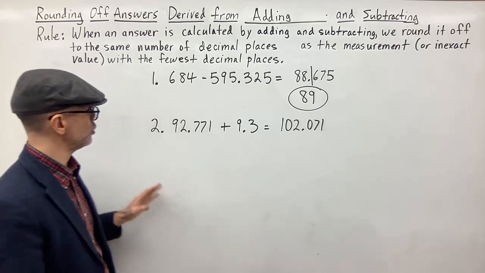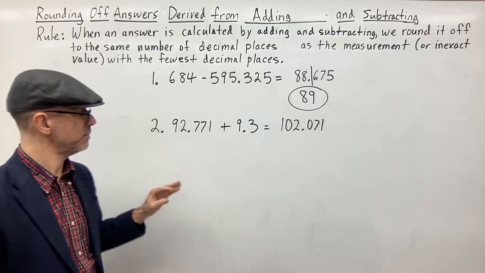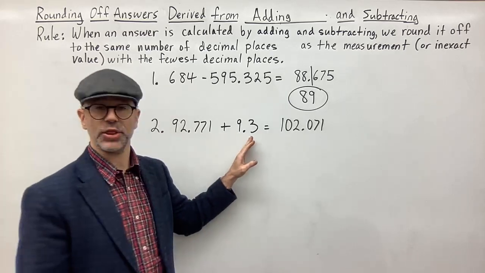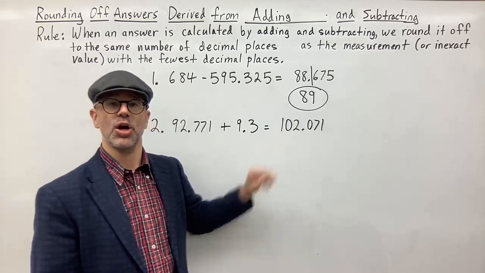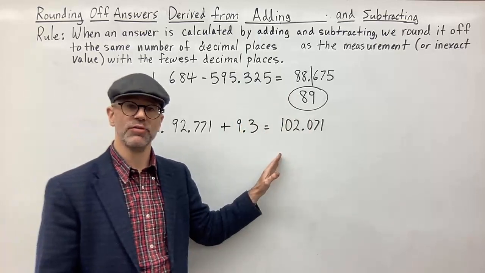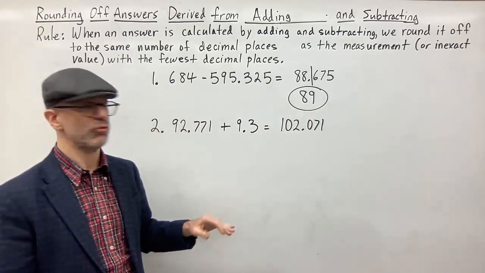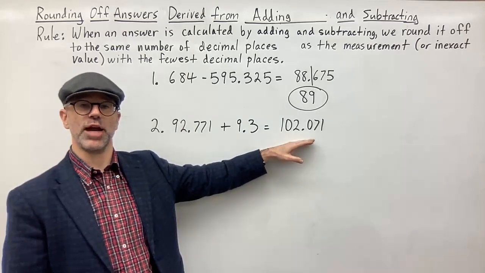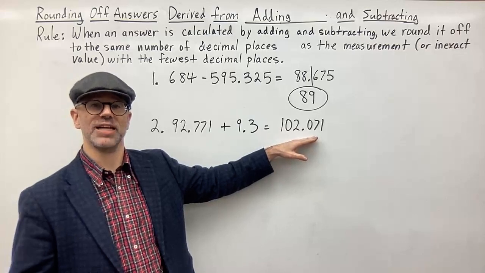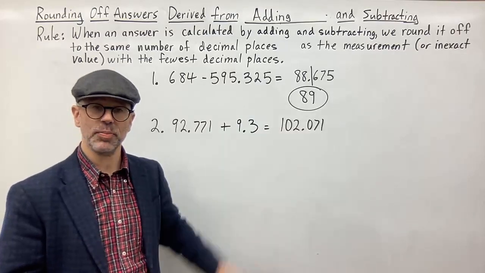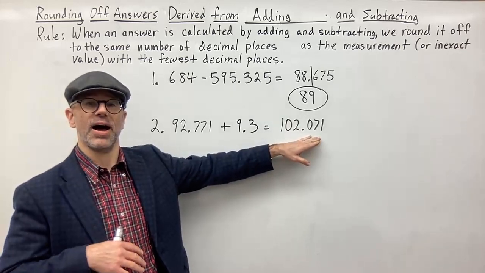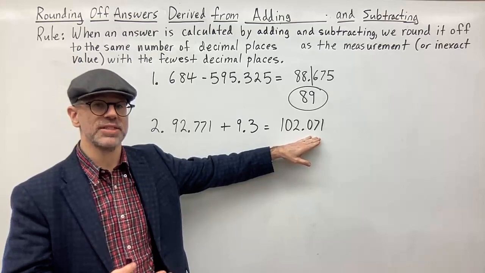Okay, so what about number 2? Here we're adding instead of subtracting. When I add 92.771 plus 9.3, I get 102.071. Again, the question is, can I keep all of these digits? We've got to follow the rule. Remember, the rule for adding and subtracting is that my answer should have the same number of decimal places as the least number of decimal places. Or another way to put it is my answer cannot be any more precise than the least precise measurement.